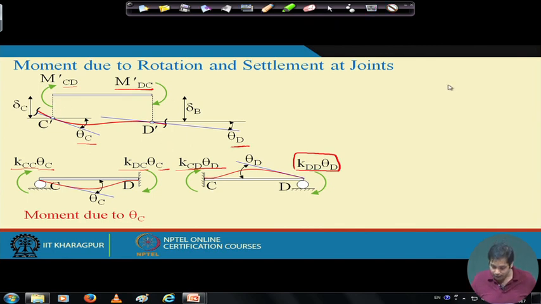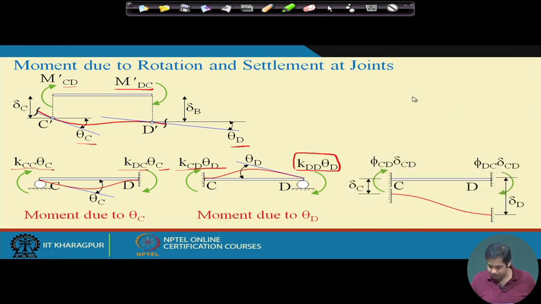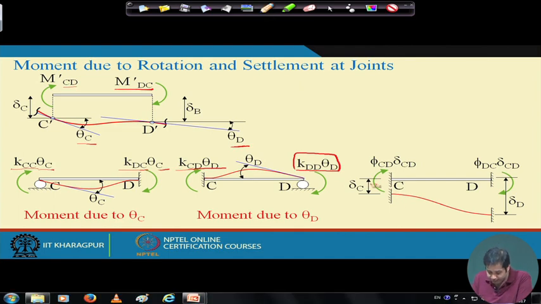Now suppose this beam. When we take the contribution for support settlement, all other degrees of freedom, meaning theta c and theta d, have to be 0. So we allow only the segment CD to deform such that only the settlement of the joint takes place. No rotation of the joint is allowed. So this is the settlement delta C at joint C, and the settlement delta D is at D.